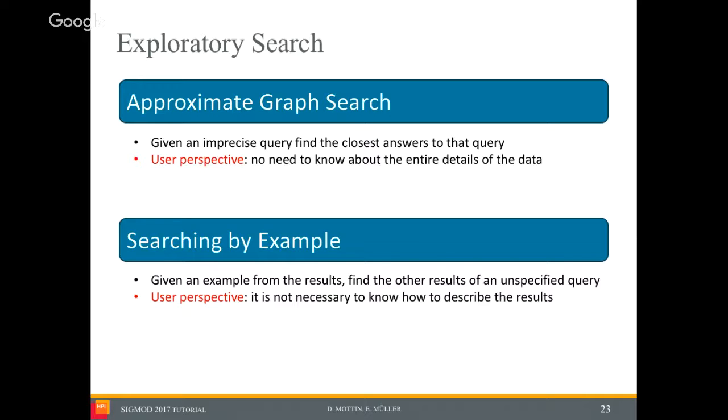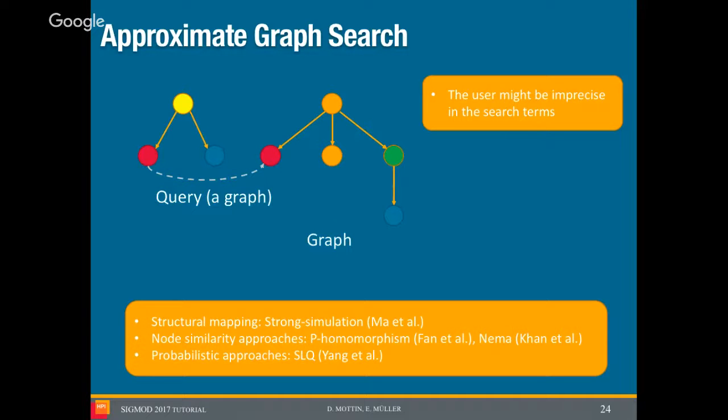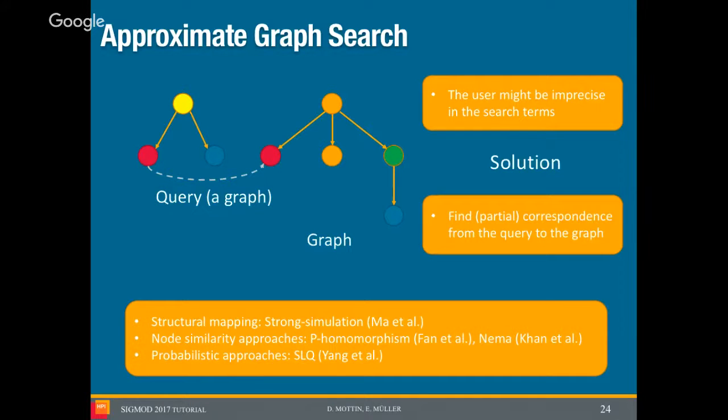Again, if you want to build your system, it's useful to think about these two ways of casting exploratory queries. So in approximate graph search, the question here is whether the yellow node on top of the query graph is similar or close enough to the orange node on top of the graph.